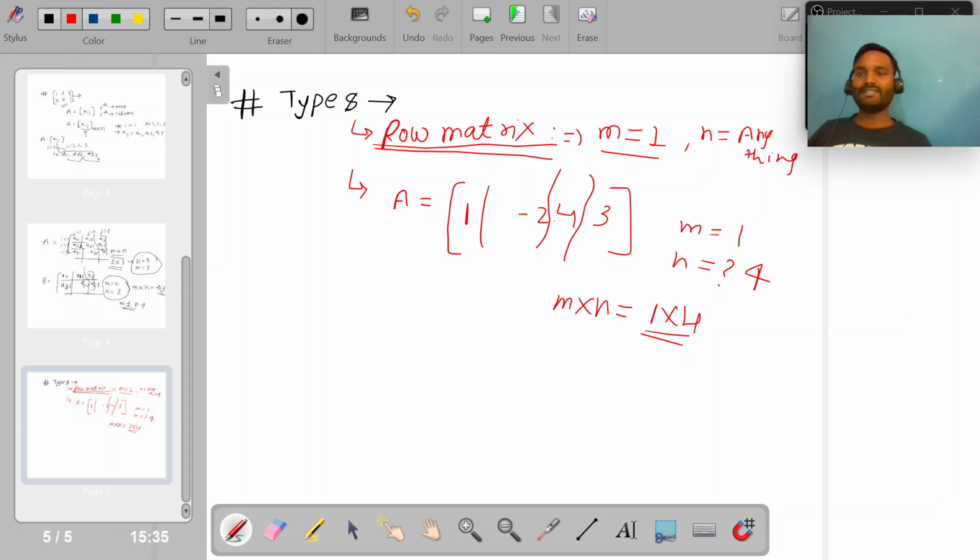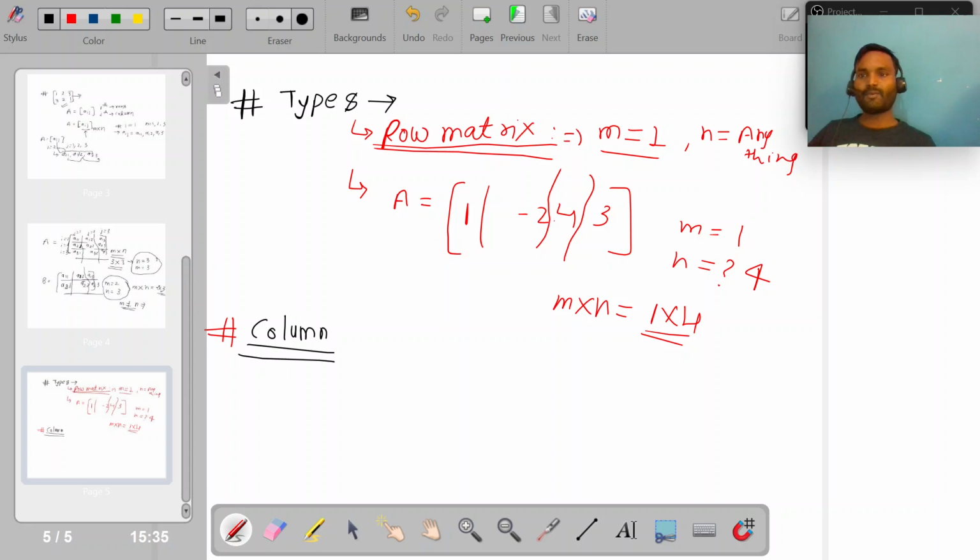In a row matrix, we know that the number of rows is equal to 1 and the number of columns can be anything. Now we go on to the next type of matrix, the column matrix. What is a column matrix? Can you tell me? A column matrix is the opposite of a row matrix.